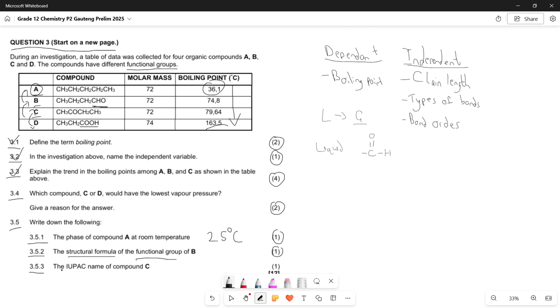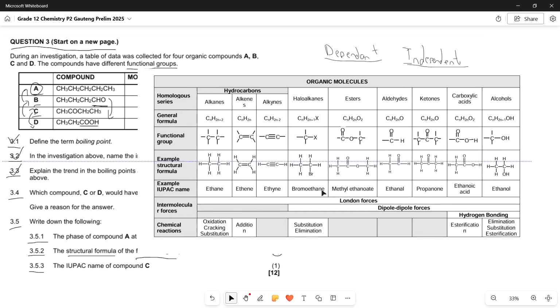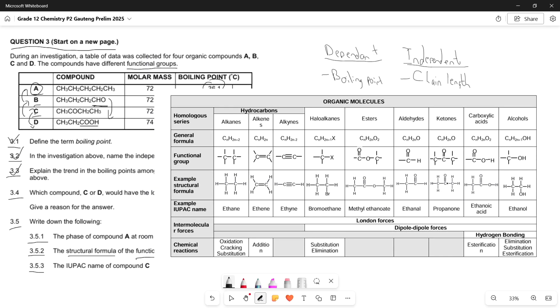And then last question, 3.5.3, says write down the IUPAC name of compound C. So I'm going to draw it for us quickly, a ketone, because a ketone is very similar to an aldehyde. As we can see over here, the ketone is a C double bond O in the middle, and then an aldehyde is a C double bond O on the end. So there's availability for an H over there to attach to that C as well, which means that we know we are dealing with a ketone with our C double bond O in the middle, which means a ketone just ends with an "-one" over here, and the naming convention also ends with an "-one" for the suffix.